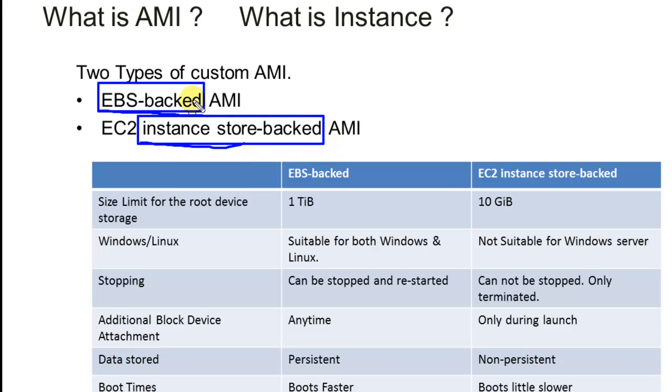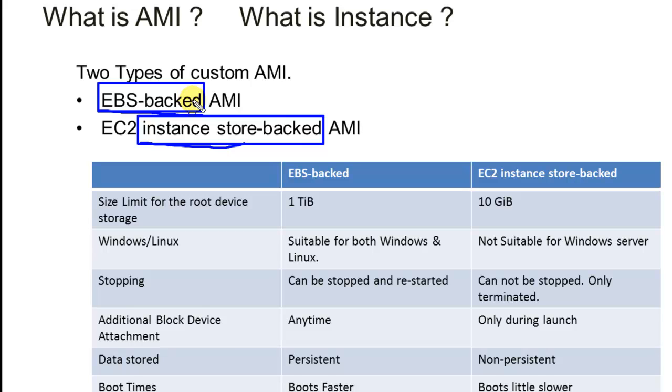EBS backed is like an external hard disk which can be used by the AMI. AMI is like a template of a complete server with complete details of what kind of hardware, software, RAM, disk, network, everything will be there. So it is like an image of a computer. Now using that image of a computer, you can create your real instances. And that image itself can be of two types. One type of image is where the main boot partition is local to the computer. The other case is where the boot partition itself is on an attached external hard disk.